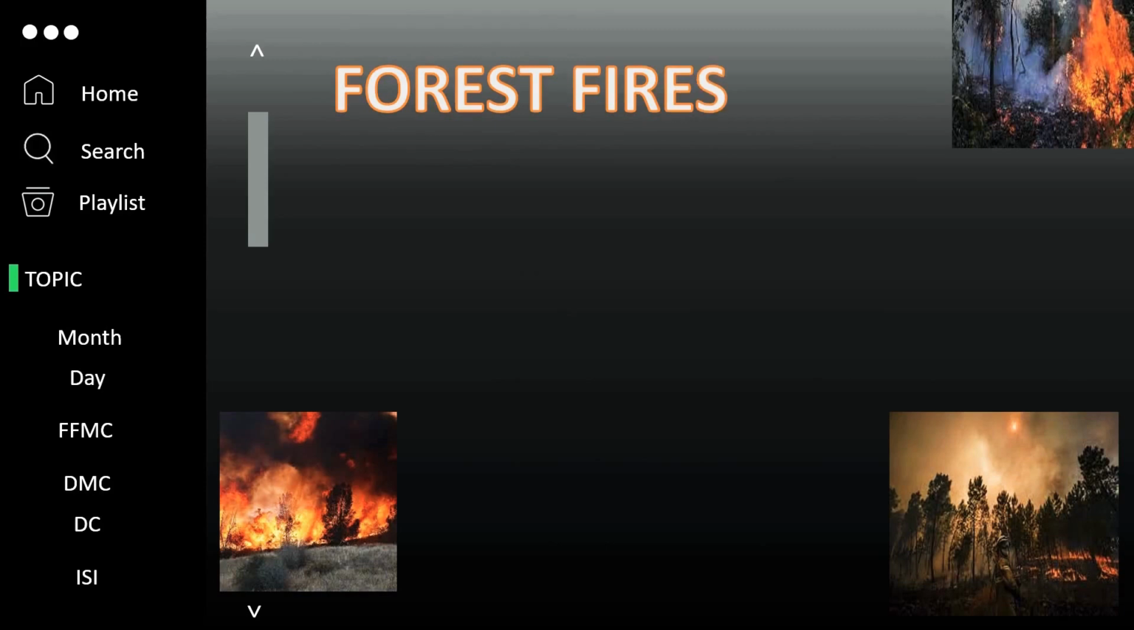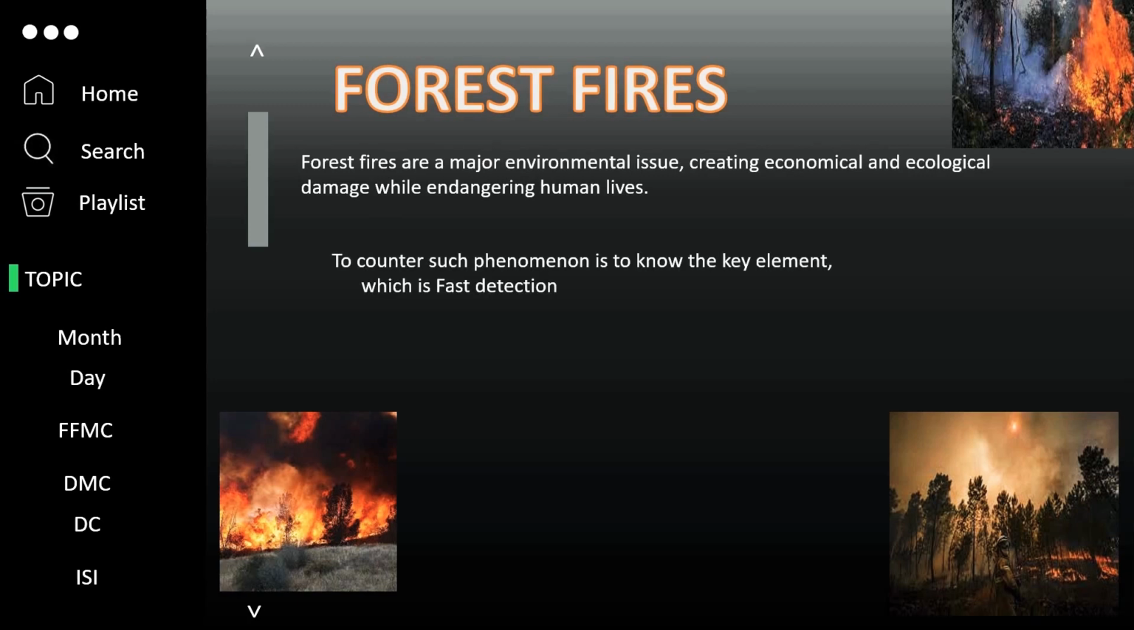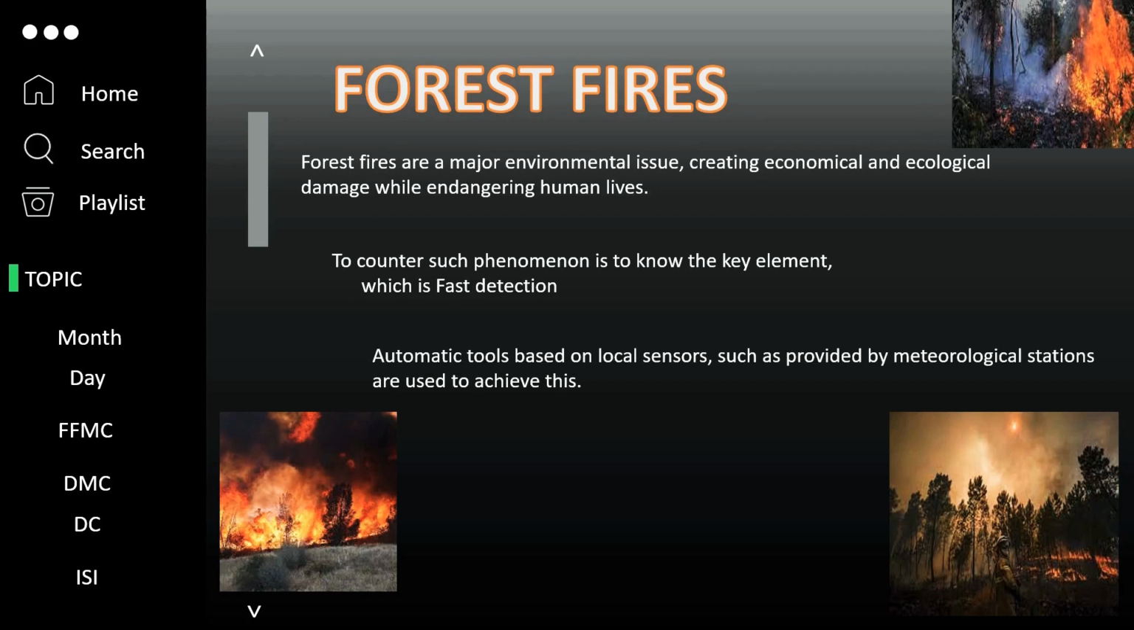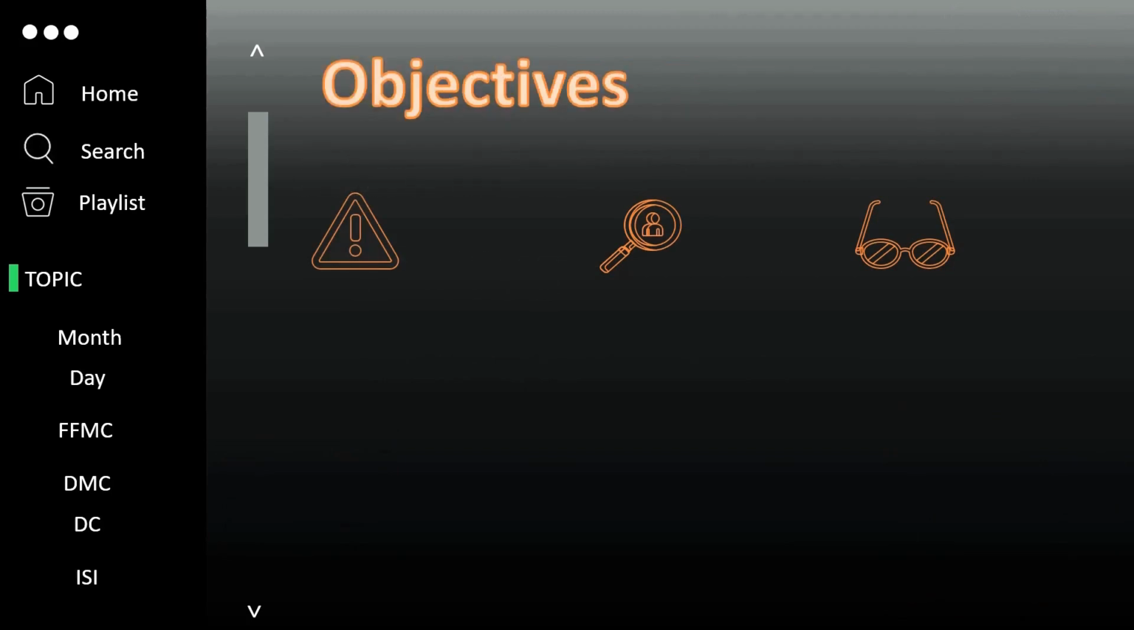Forest fires are a major environmental issue, creating economical and ecological damage while endangering human lives. To counter such phenomenon is to know the key element, which is fast detection. Automatic tools based on local sensors such as provided by meteorological stations are used to achieve this.